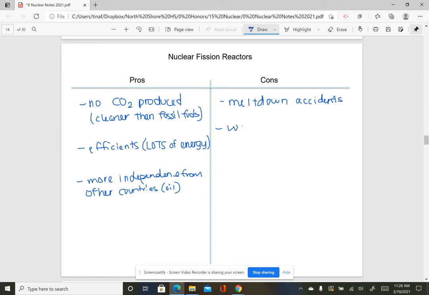Waste disposal is also a con. We're eventually going to run out of room. These radioactive products that we're putting away, they're definitely decaying over time, which is good. But we could definitely run out of room for where we can put that waste. So that's not good. The reactant, uranium, is not readily available. As far as finding uranium, that's not something that we come by super easily. So that's something to think about as well.